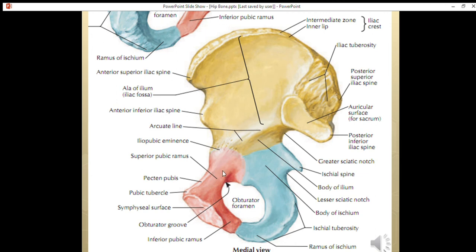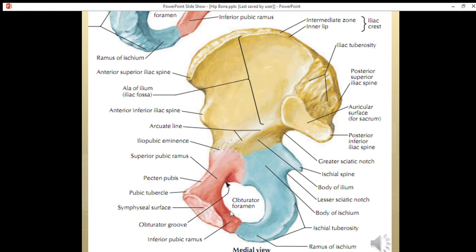On the inferior border, we can see that there is a groove, the obturator groove, and as the pubic bone is going to complete the obturator foramen, which is present between the pubis and ischium, the obturator foramen will be filled by the obturator membrane, and the part of the groove will be left and converted into a foramen. So the obturator nerve and obturator vessels are going to pass through that foramen.